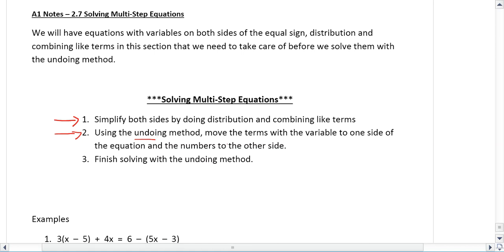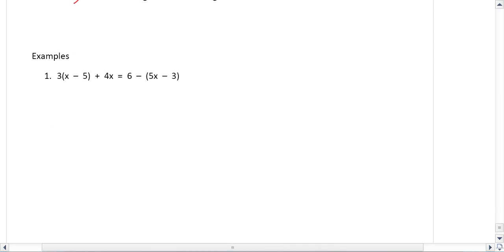And by doing this, we want to get the variable on one side and all the numbers on the other side. And then after we do that, we just finish solving it using the undoing method. We would be dividing on both sides. All right, so many different skills coming together here. So let's look at a couple examples.